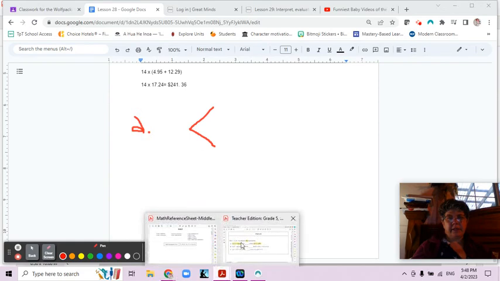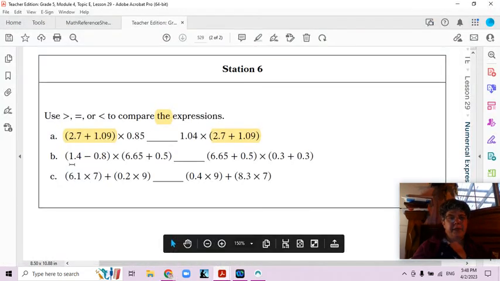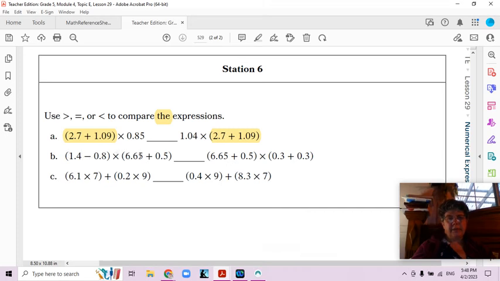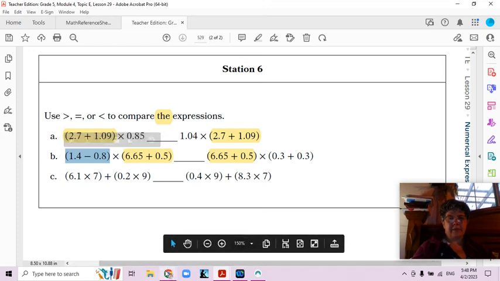All right, nice job. And for B, let's see, 1 and 4/10 minus 8/10 times 6 and 65/100ths plus 5/10. 6 and 65/100ths plus 5/10. I see a pattern here, right? Times 3/10 plus 3/10. So this is 3/10 plus 3/10, so that would be 6/10. This is 1 and 4/10 minus 8/10.